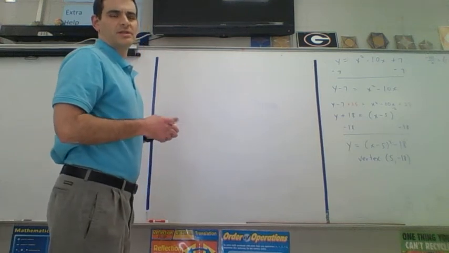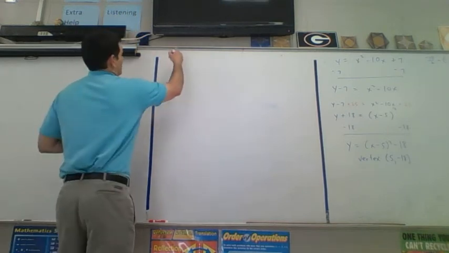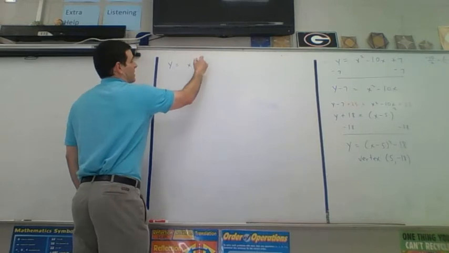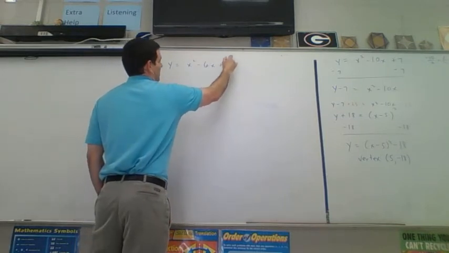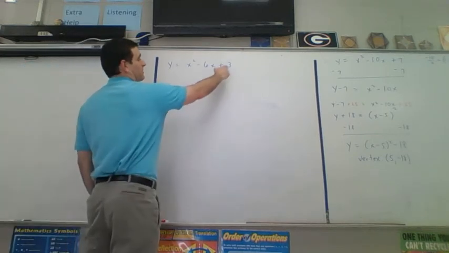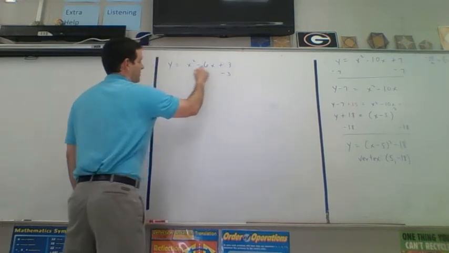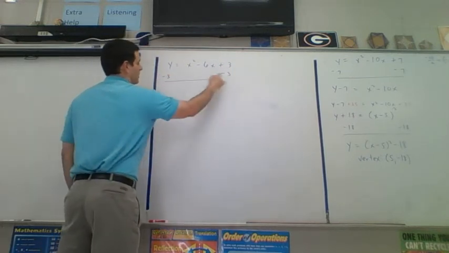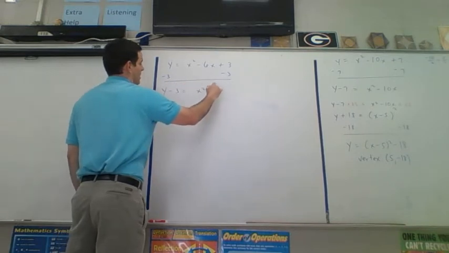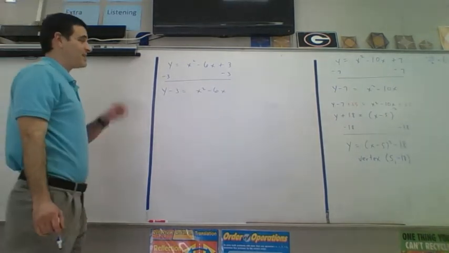Okay, we're going to change standard form to vertex form for a quadratic. The way to do that, so you have y equals x squared minus 6x plus 3, for example. What we're going to do first is move the constant to the left-hand side. I'm going to subtract 3. So you have y minus 3 equals x squared minus 6x.